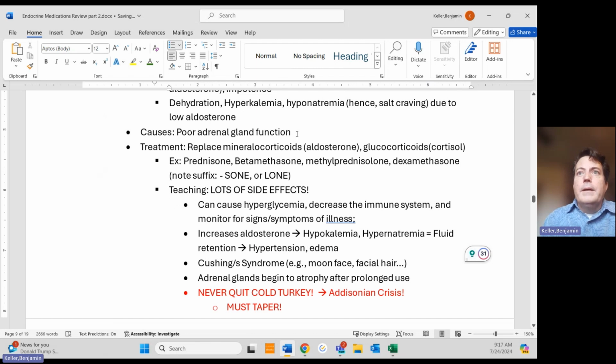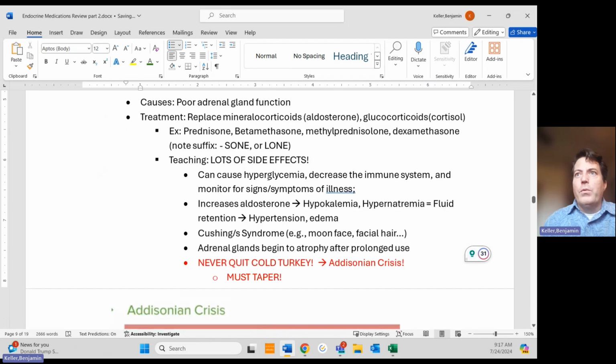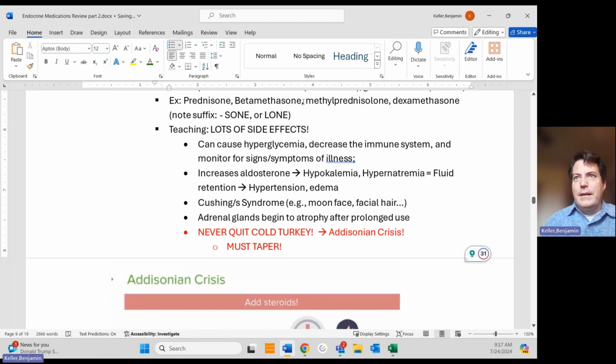So this causes poor adrenal gland function. And so, how do we treat Addison's disease? We're going to replace the mineralocorticoids, which is aldosterone. We're going to replace the glucocorticoid, which is cortisol. And we're going to do things like use prednisone, betamethasone, methylprednisolone, or dexamethasone. They all sound about the same, don't they? And look, they all end in -sone or -lone. Good tip, right? So if you see these, you have an idea, and we've encountered these before, like fluticasone in our medications for respiratory. That's stuff that people squirt in their nose, or inhaled corticosteroids, right?